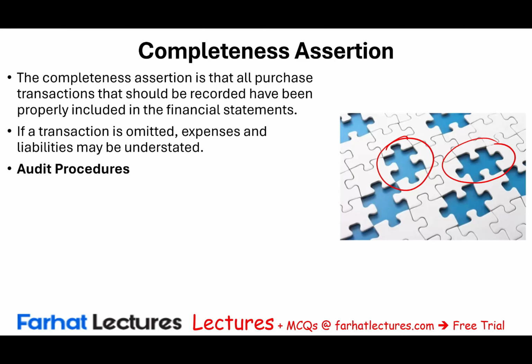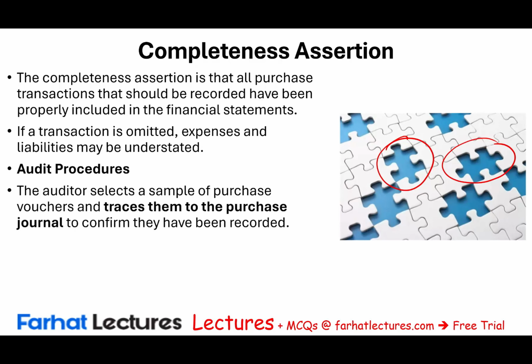So what audit procedures do we have to do when we test for completeness? Well, we are going to select a sample of purchase vouchers. Okay? If we have a purchase voucher, what does that mean? It means we have a purchase, we have a receiving report, we have a vendor invoice. And we're going to trace them to the purchase journal to make sure they have been recorded. So if we have a receiving report, a purchase order, a vendor invoice, great. But are they recorded?